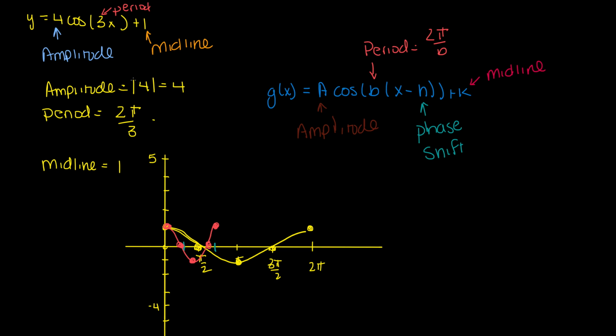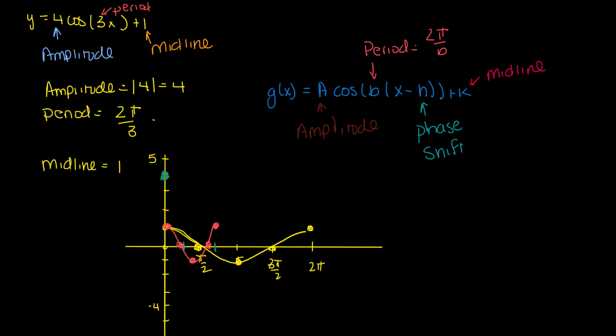The next thing I'm going to do is my amplitude. I'm going to multiply each of these points by 4. So 1 times 4 is 4. That's too close to that pink color, so let me choose this green color.